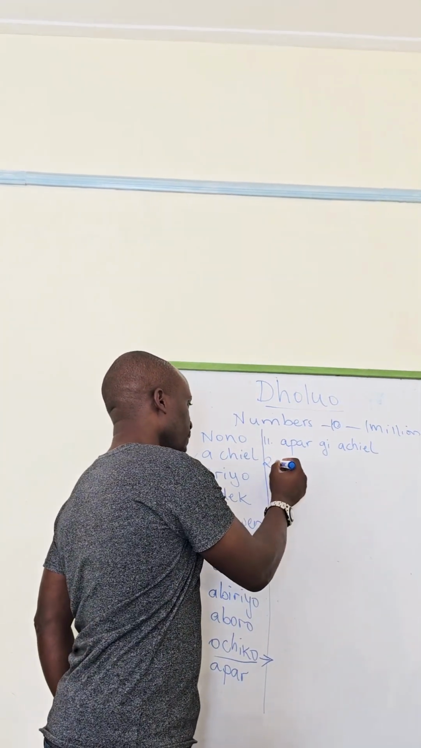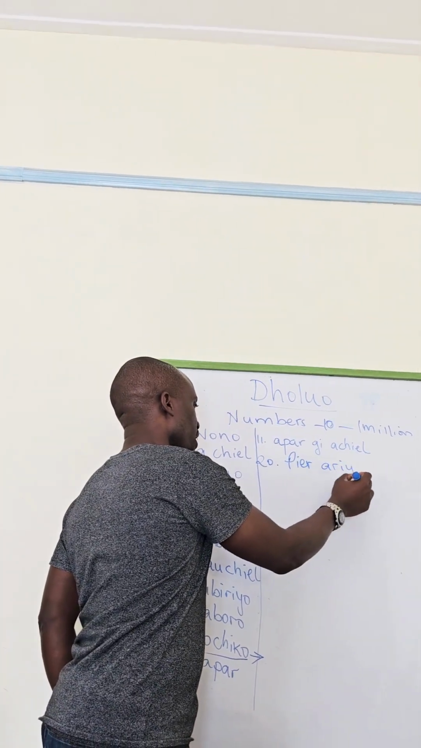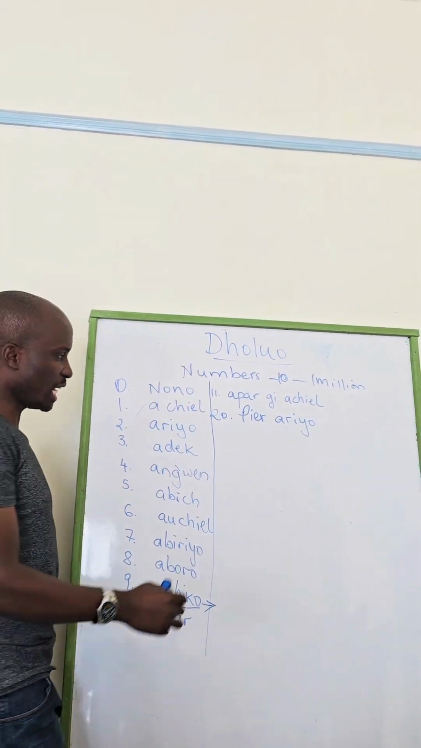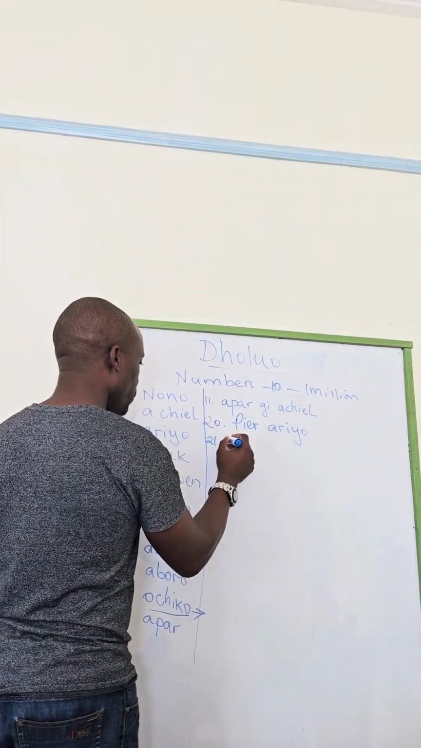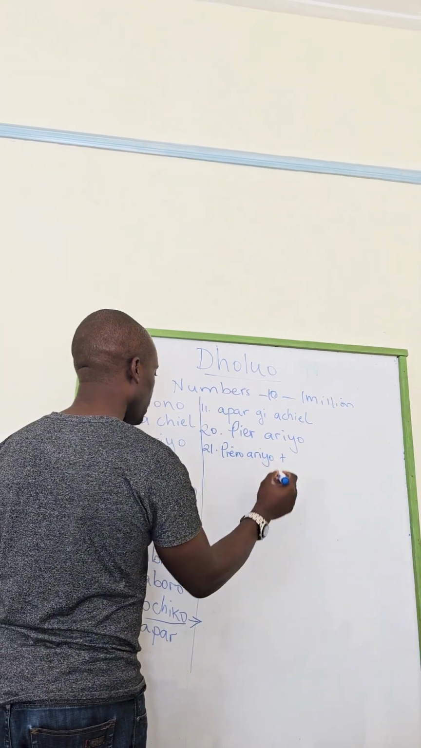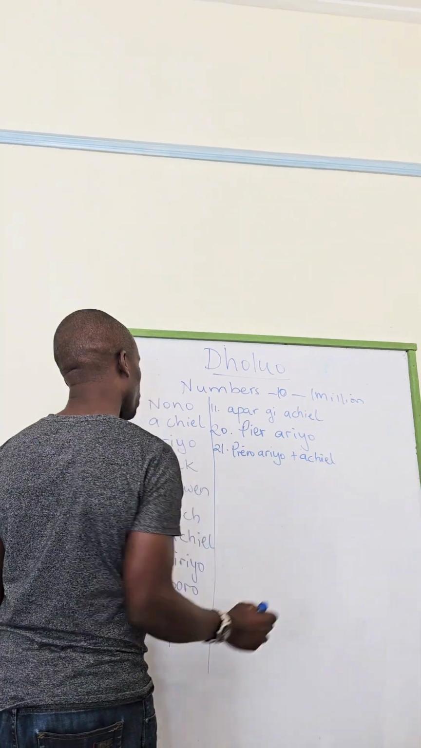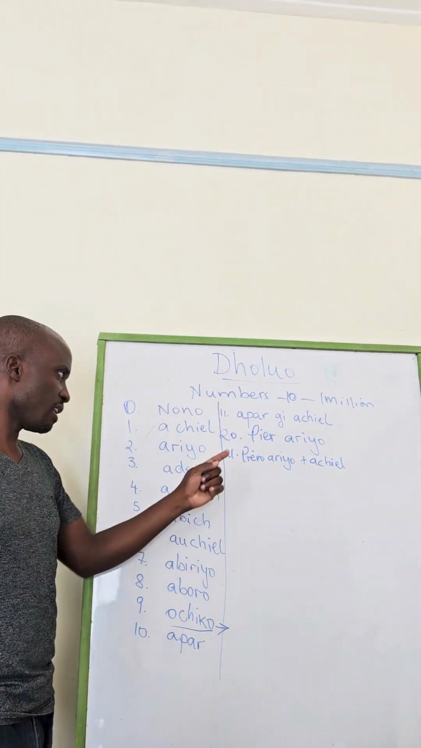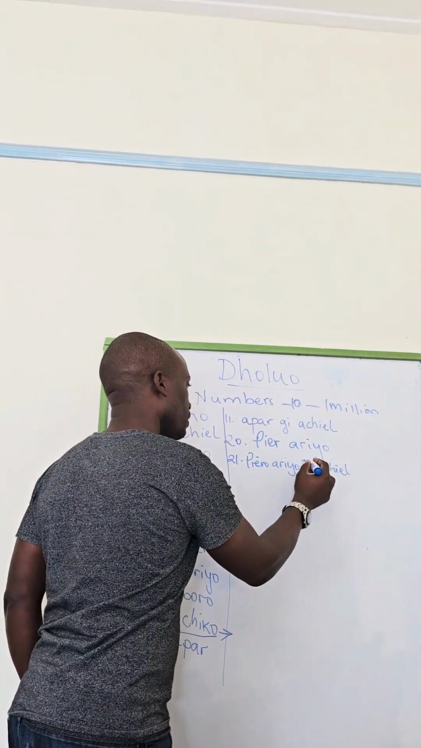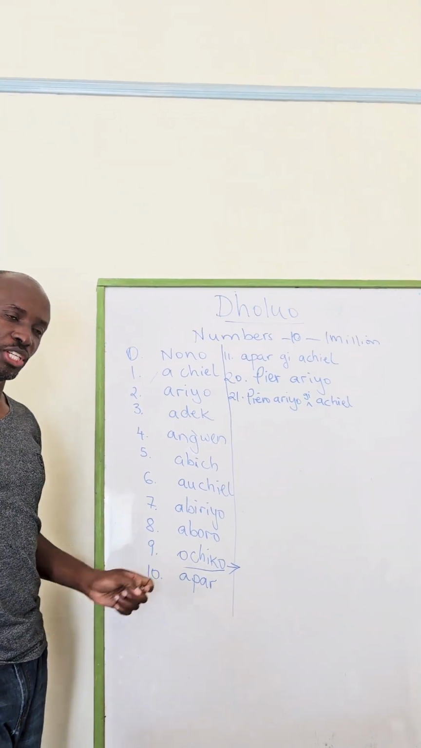When you get to 20, Pierariyo. Then you start again. 21 would be Pierariyo plus 1, Achiel. So 21 would be Pierariyo gi Achiel, Pierariyo gi Ariyo, Pierariyo gi Adek, Pierariyo gi Ang'wen, again up to Pierariyo gi Ochiko.